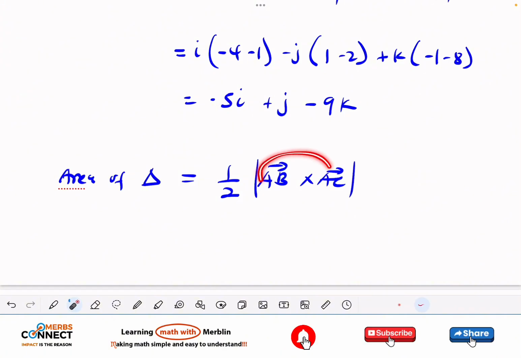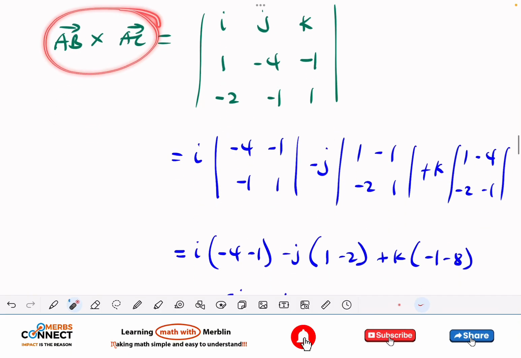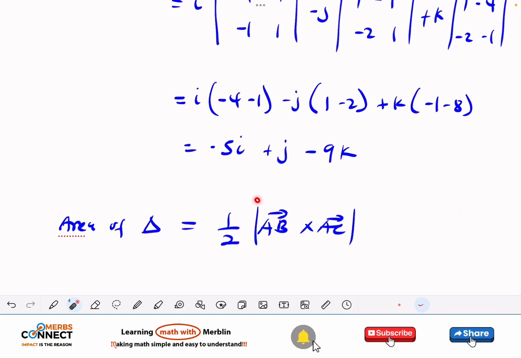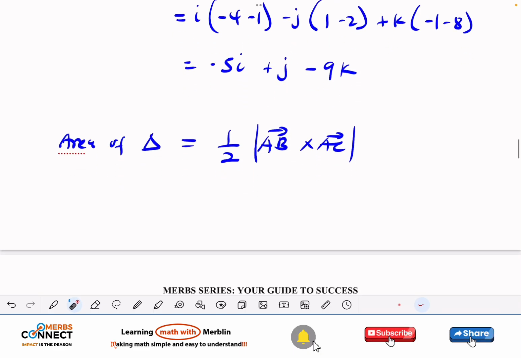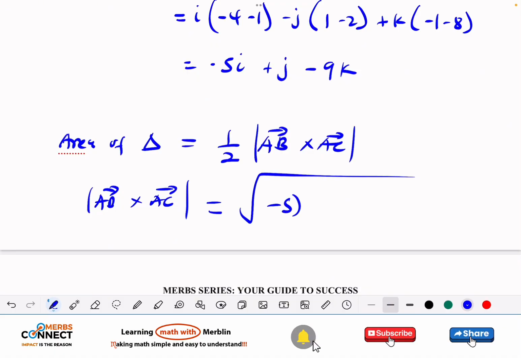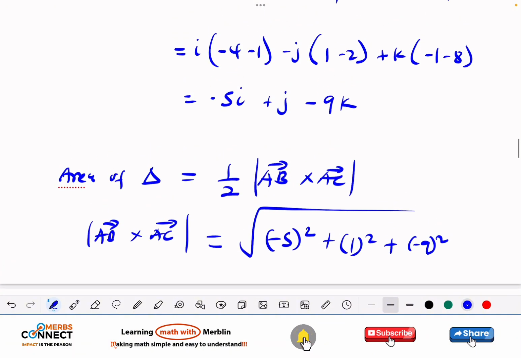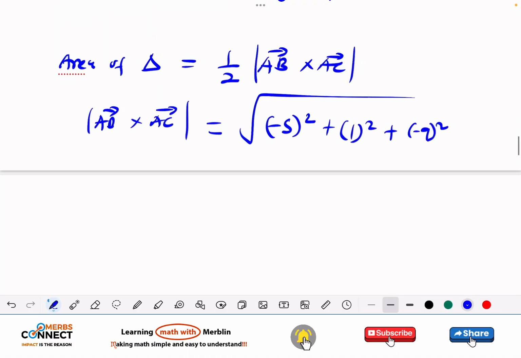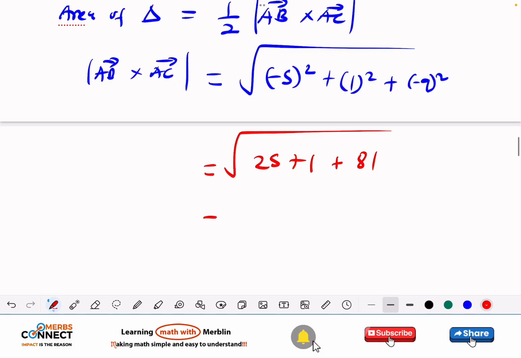Fortunately for us, we have this one already, which is here, and the final answer is this. So all we need to do is find the magnitude, then we take it from there. What is the magnitude of AB cross AC? I just pick minus 5 squared plus 1 squared plus minus 9 squared. What are we going to get? We are going to have the square root of 25 plus 1 plus 81. Then add them, you're going to get 107.